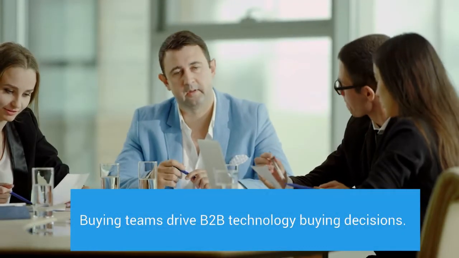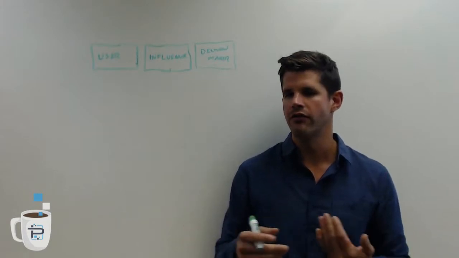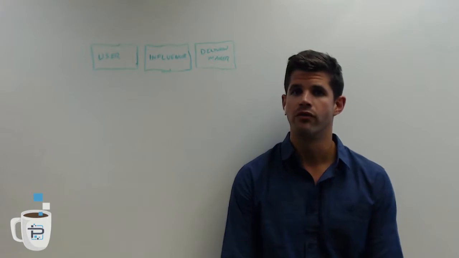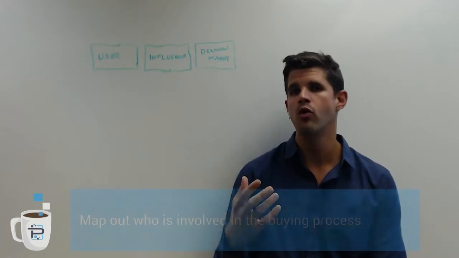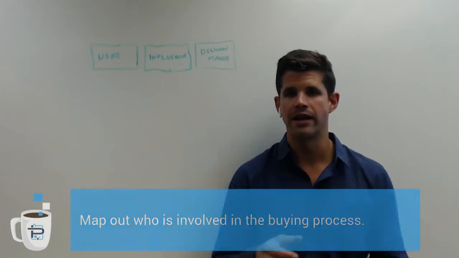But in B2B, you've got a team of people. So you've got different people involved, different roles, different levels of authority, and one person who kind of has the final say, yes or no, if they're moving forward. So to really do this effectively, you first have to map out who are all the different people involved in the buying process. There's likely many different roles.